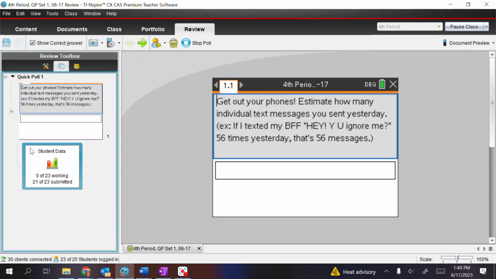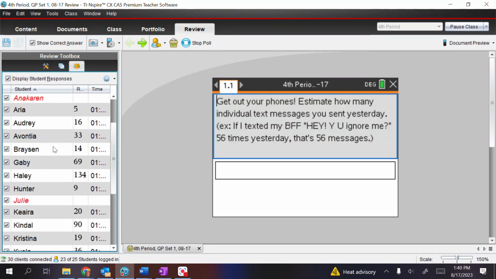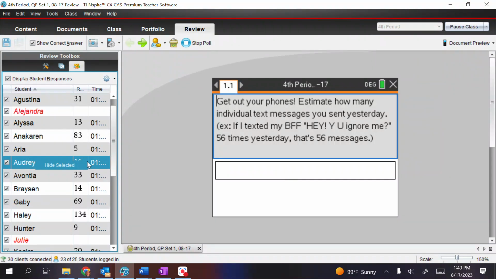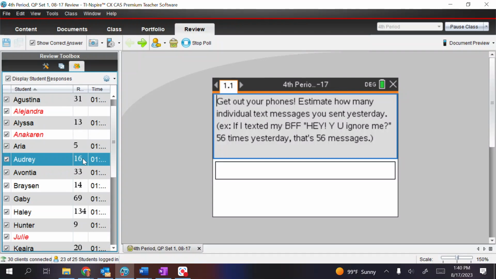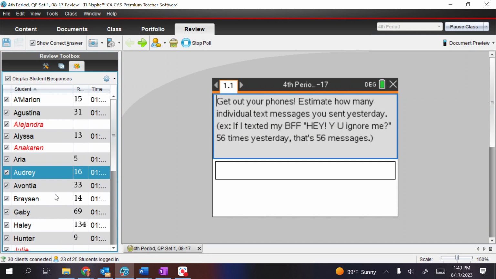Anyone still trying to figure out how many they sent yesterday? It's not showing me whose I got and whose I missed. Oh, there it goes. Okay, so we're still waiting. Still waiting on 2.